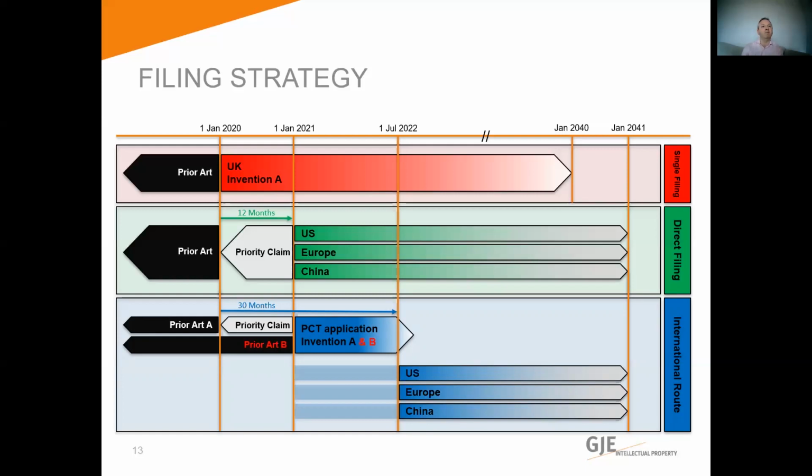So what you see here is a basic filing strategy, which can be modified to suit your company's business plan. And I hope you're starting to get a feel for the timescales involved. If we filed the UK application on the 1st of January 2020, we are already halfway through 2022 before the patent application is even in front of an examiner in a commercially relevant country.